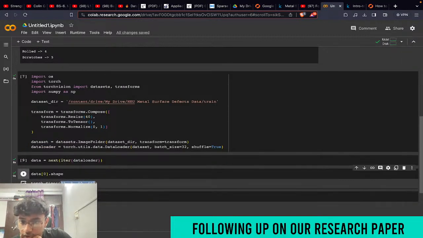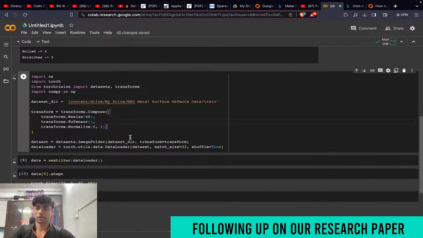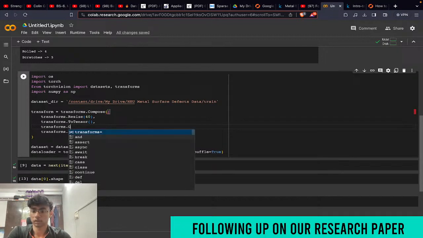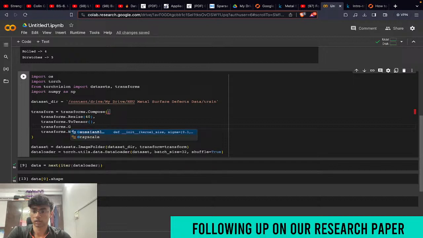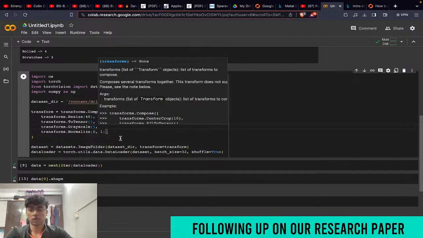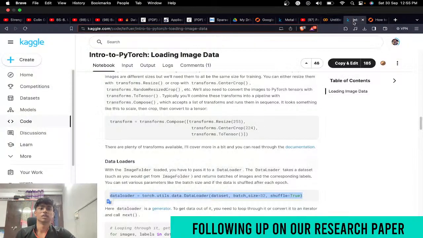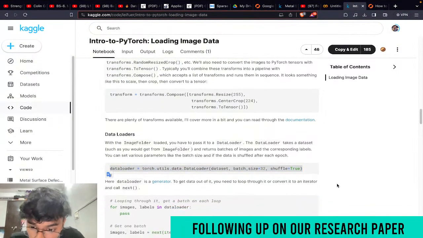32, 3, 40, 40. So first of all, these are grayscale images. So I need one more, transforms.Grayscale. Yeah, that is also necessary then. But other than that, what I'm confused about is where are my labels? There are no labels, right? It has not stored my labels. What was he talking about? How did he get labels?